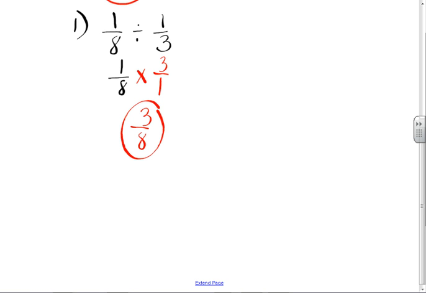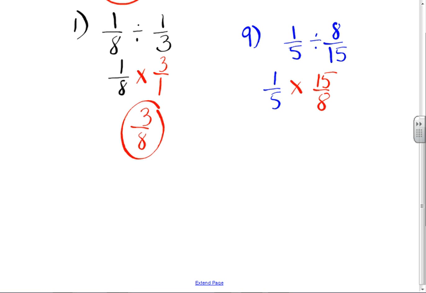So let's look at question 9. It's 1/5. Oh, and by the way, which one do we reciprocal? The first one or the second one? I remember teaching that. Students struggle with that. It's the second one. It's divided by 8/15. So the 1/5 is really in the numerator. So this is going to be times 15/8. Now I could multiply that out and get 15/40ths, but I need to reduce it.